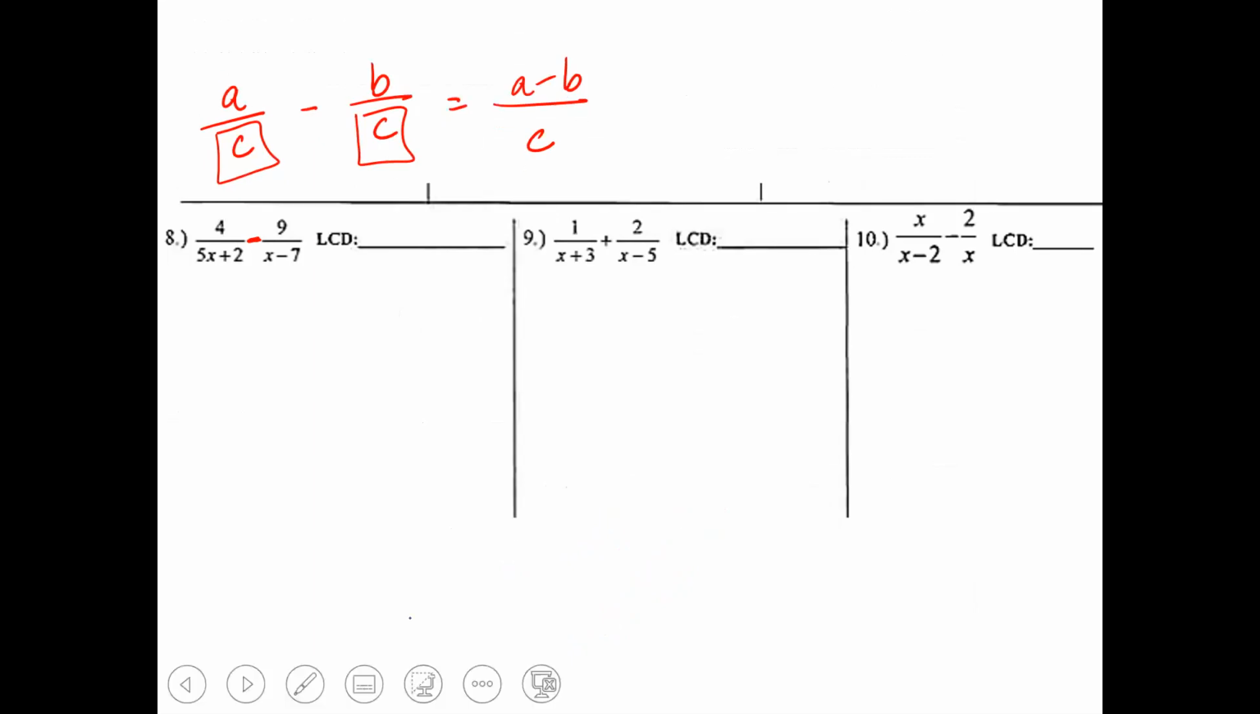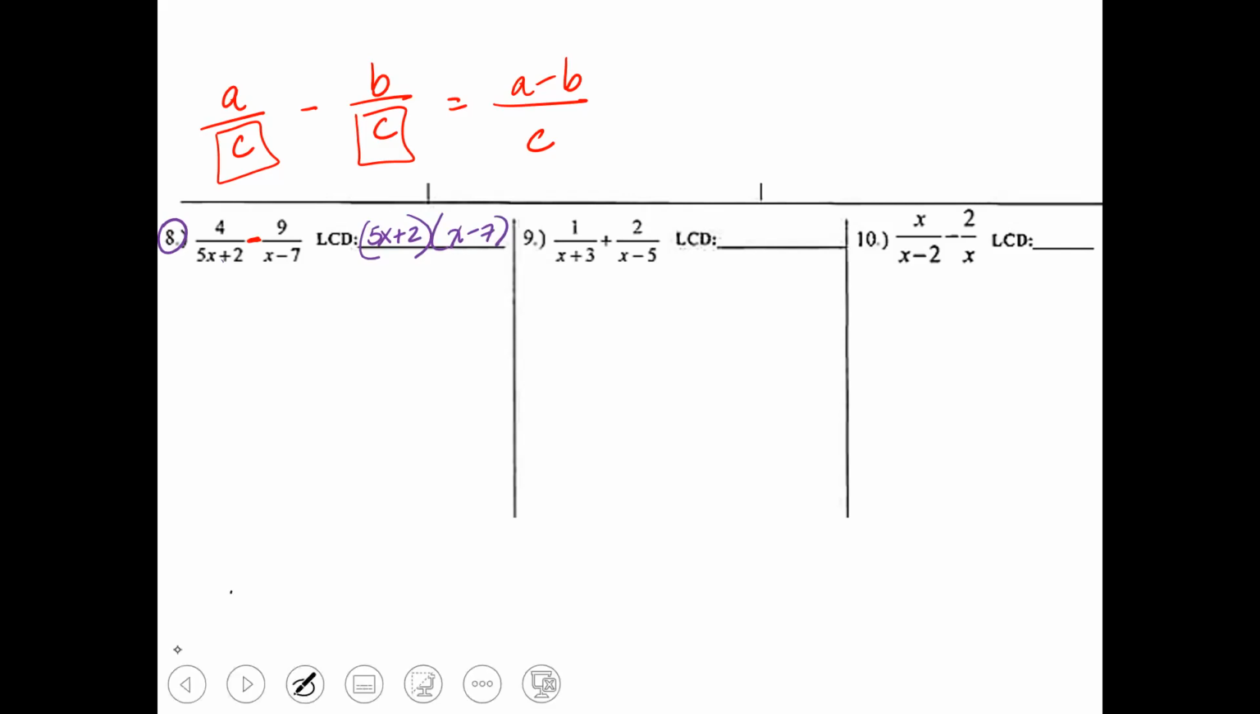So in this situation for number 8, well, guess what? You don't have a common denominator. You have a 5x plus 2, so your lowest common denominator is 5x plus 2 in parentheses, and x minus 7. You got to have both, okay?